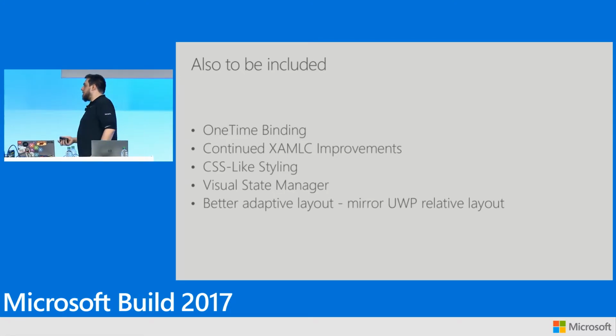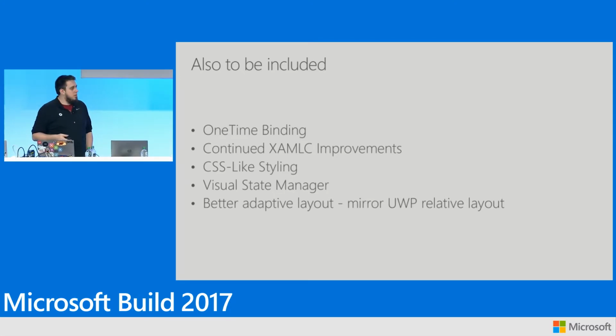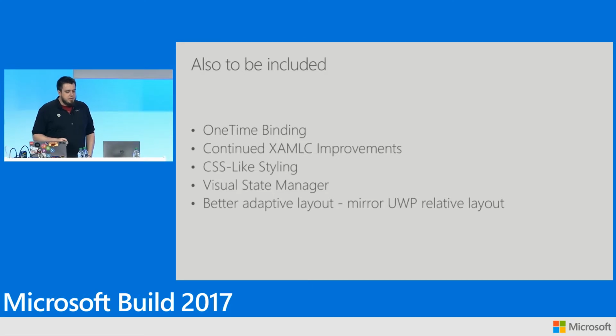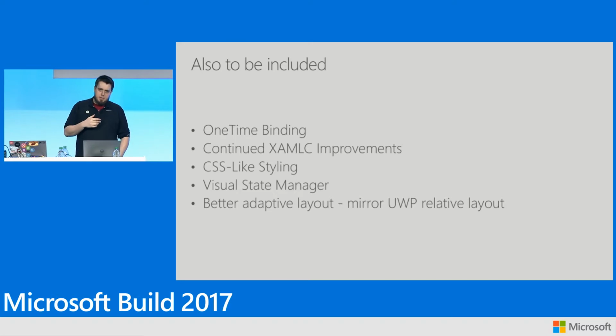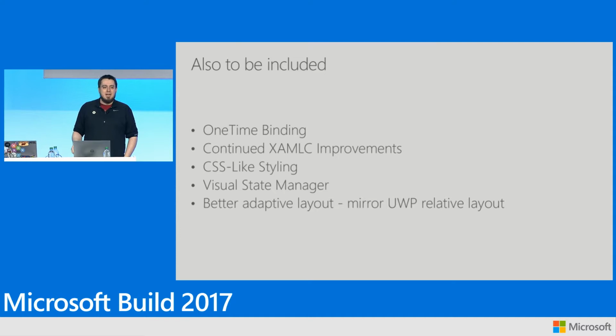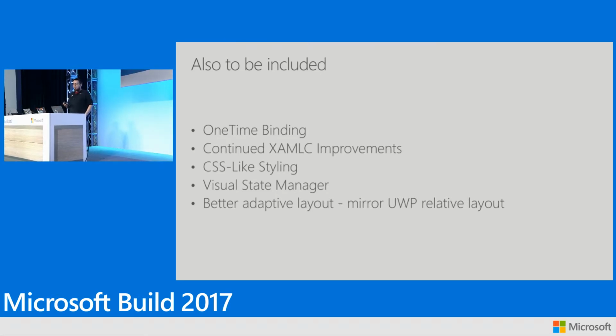And lastly, we're going to be introducing, and these last two are kind of two sides of a different coin, a visual state manager, which you UWP and WPF developers should be intimately familiar with. And we're going to be introducing what we're currently internally referring to as adaptive layout, which is akin to the UWP relative layout. Unfortunately, we've already used that name. So we're going to have to figure out what to call that one. So yeah, those are kind of the other major features we're coming through. They're kind of the minor bullet points.